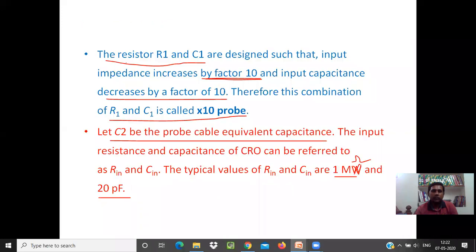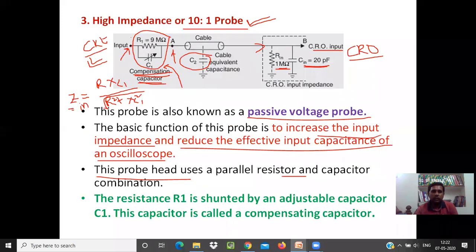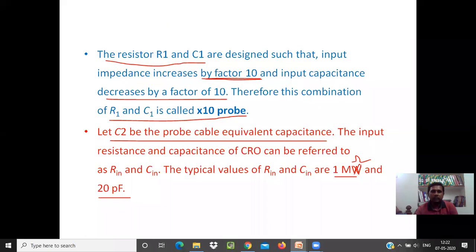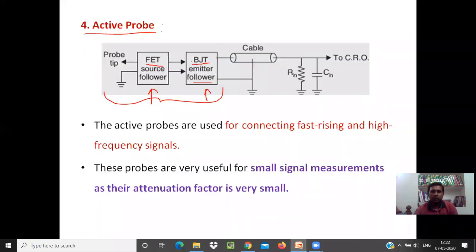The same thing, if you see the last case, the input side is only RC, but here there is an FET, which is one active component, and a BJT, which is one more active component. The purpose of these two circuits: first, the FET, as we all know, has a very high input impedance. The advantage of high input impedance is that it reduces the loading effect.